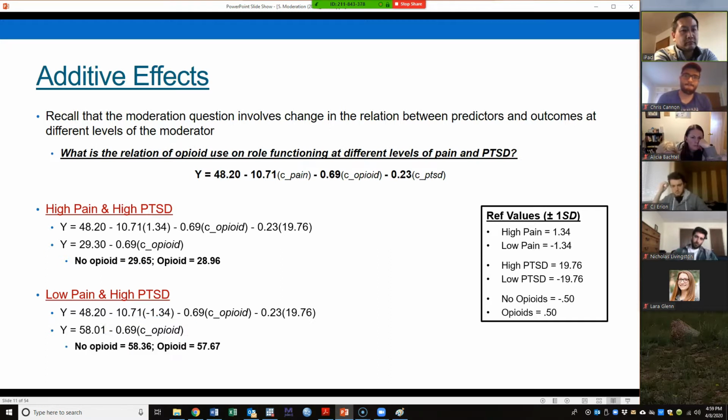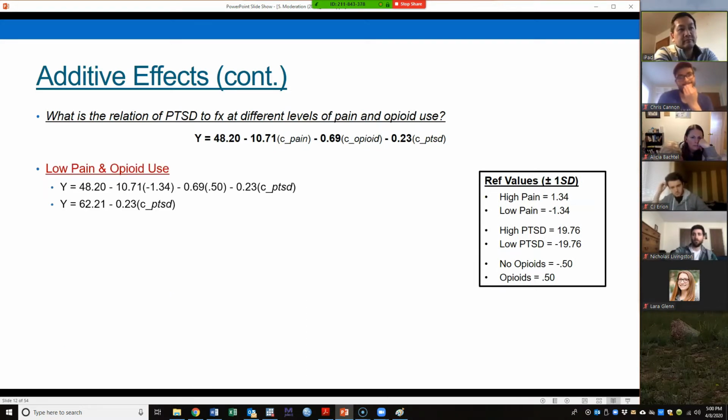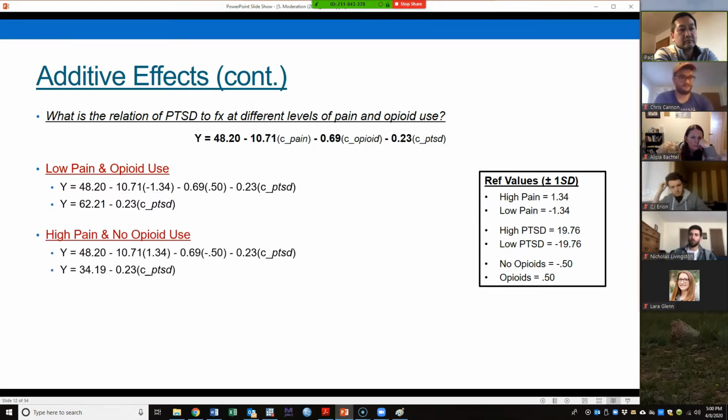If I go through and I run this out, no opiate users and opiate users, 58.36 versus 57.67. Sean, what's the difference between 58.36 and 57.67? 0.69, right? Same thing if we switch things around, low pain and opiate use. Plugging things in, I get an effect of PTSD on the outcome of negative 0.23, right? If I go high pain and no opiate use, negative 0.23, right?